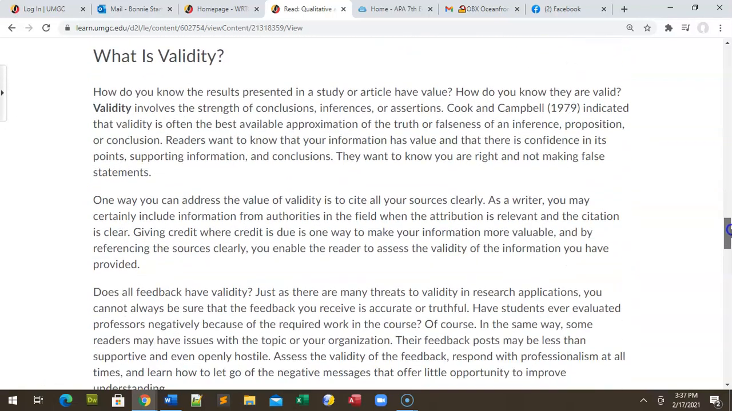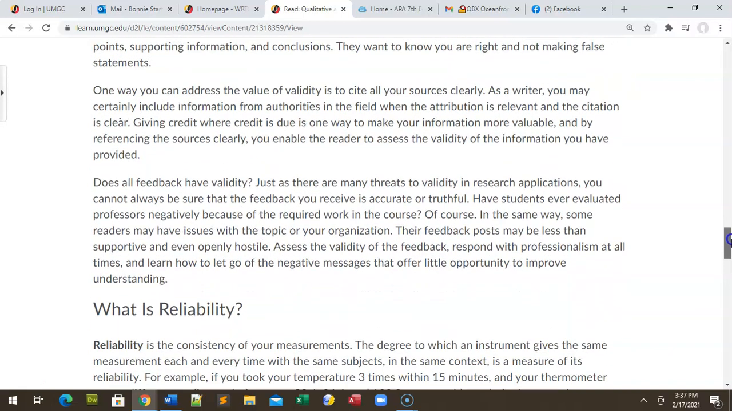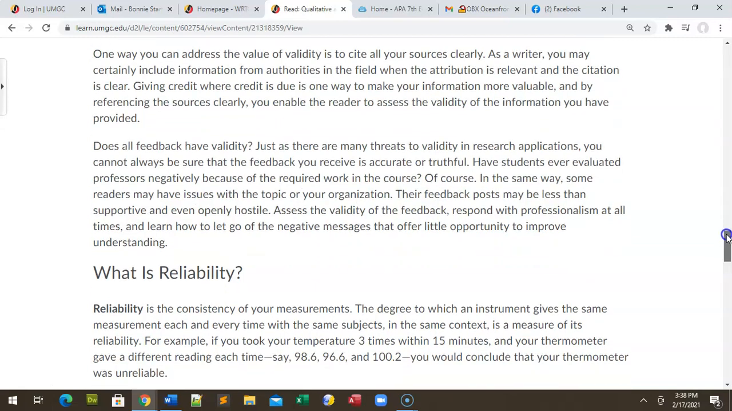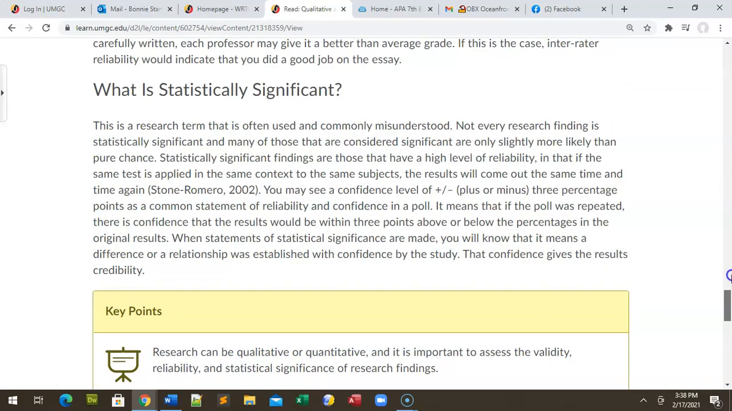Validity is, does it have value? The way that you can address your validity is to make sure that you cite all your sources clearly. The problem with doing any sort of research like this, if you mislead your reader once and they see that you've misled them, they're not going to trust anything else you've written. You need to be reliable. So I say take some time and have a look.